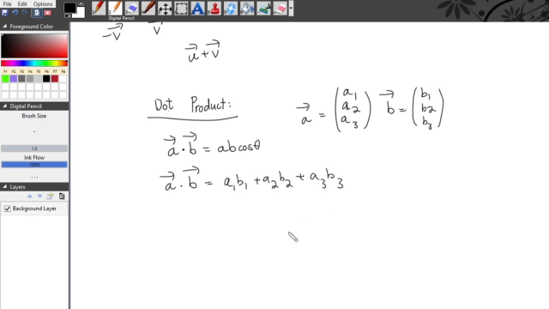And also one more thing, because of how dot products work, if I want to do A dotted with itself, it would just be A squared. And we can actually show that both ways. If we use this way, then A dotted with itself would just be A sub 1 squared plus A sub 2 squared plus A sub 3 squared.